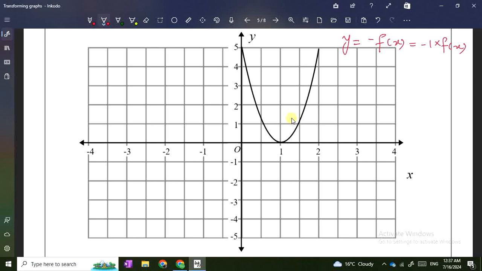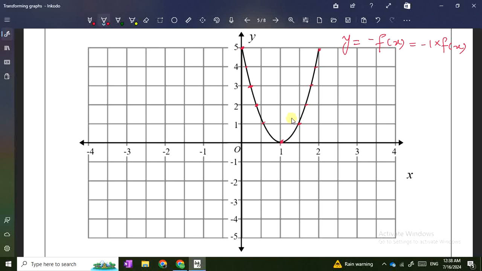You can see there is a minus 1 times f of x, so there is a times by minus 1 outside the function, so we have to do the same operation with the y coordinates. If you consider this point, at this point y is 5, at this point y is 4, 3, 2, 1, 0, then 1, 2, 3, 4 and 5. I'm talking about only the y coordinates because we have to times by minus 1 to the y coordinates and the x coordinates will remain the same.